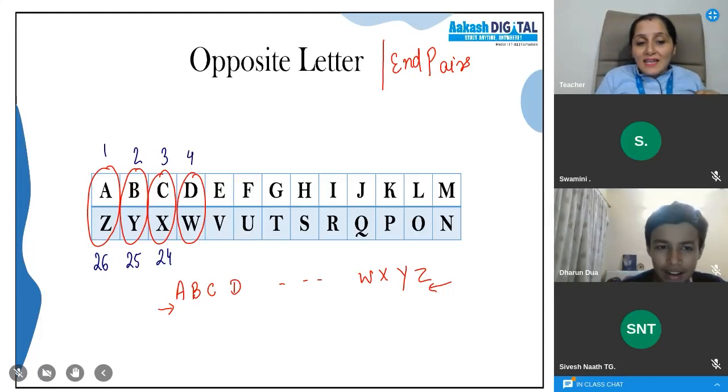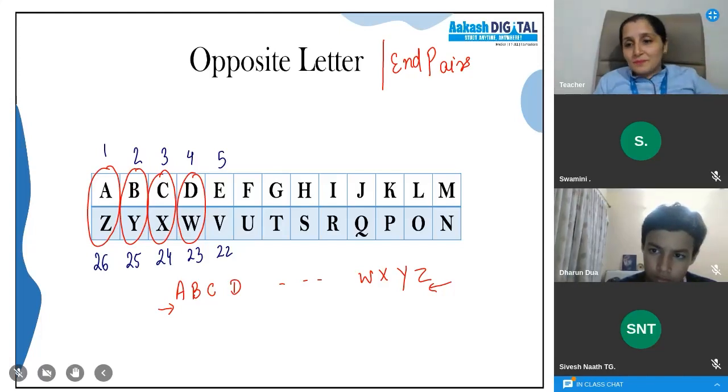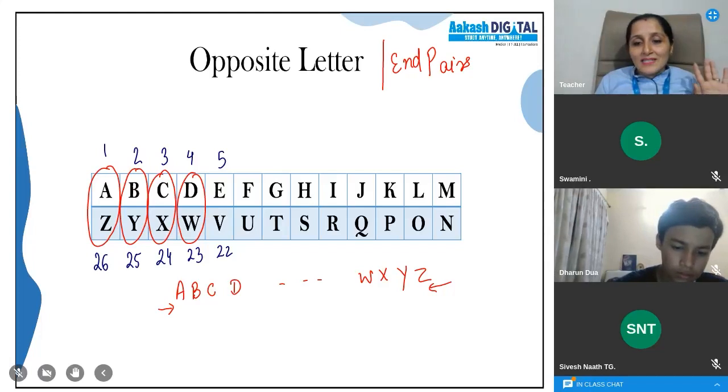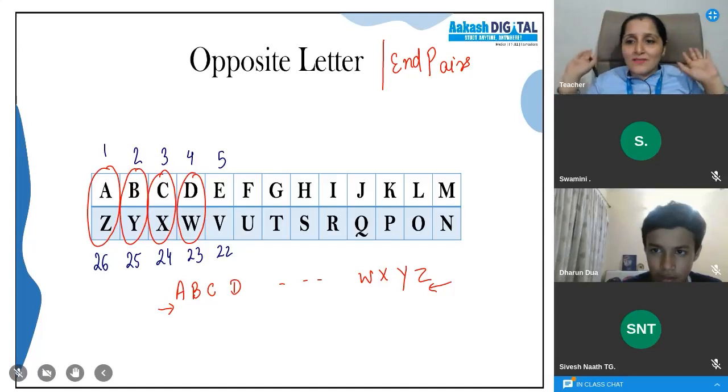D4, W23, their sum is again 27. E5, V22, their sum is again 27. Always sum is 27. Same as the backward position number. Clear with it? Clear, students? Their sum is also 27. Game of 27. Backward position number, opposite pair. 27, 27, 27.